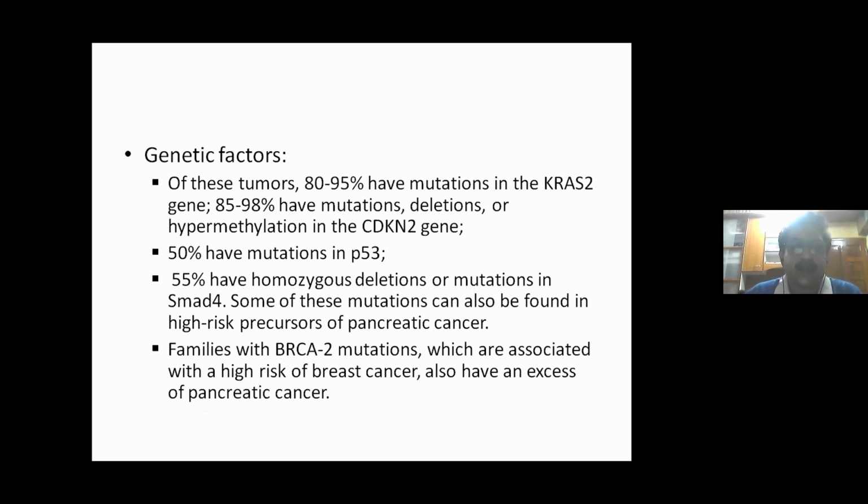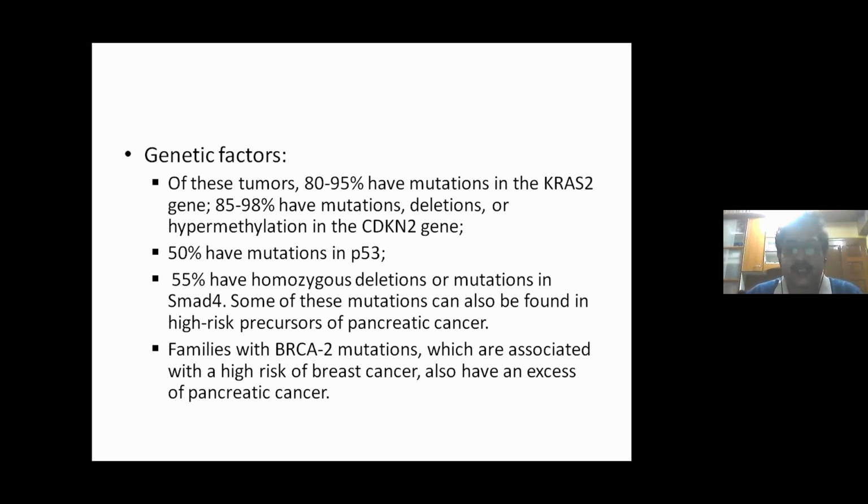Now, among the genetic factors, 80 to 95% of patients have mutations in the KRAS2 gene. 85% to 98% have mutations, deletions or hypermethylation in the CDKN2A gene. 50% have mutations in P53. 55% have homozygous deletions or mutations in SMAD4. Some of these mutations can also be found in high-risk precursors of pancreatic cancer.